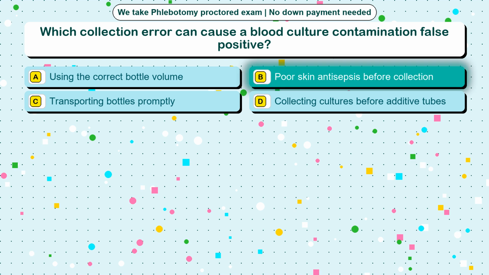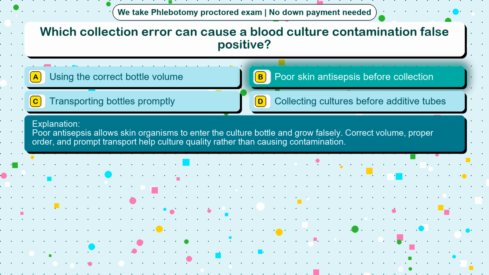The correct answer is option B. Poor skin antisepsis before collection. Poor antisepsis allows skin organisms to enter the culture bottle and grow falsely. Correct volume, proper order, and prompt transport help culture quality rather than causing contamination.